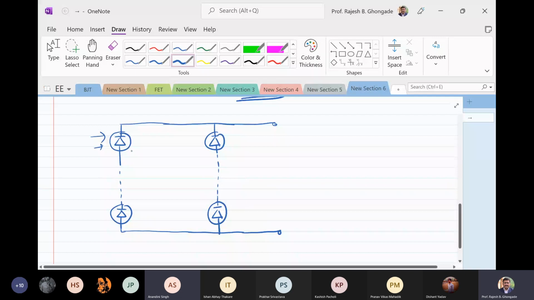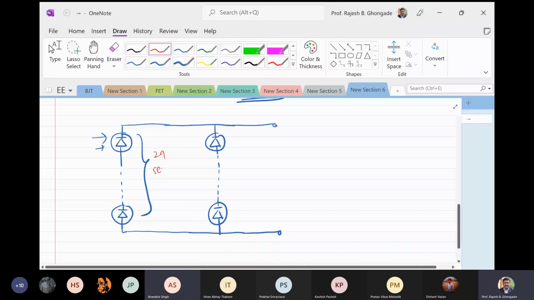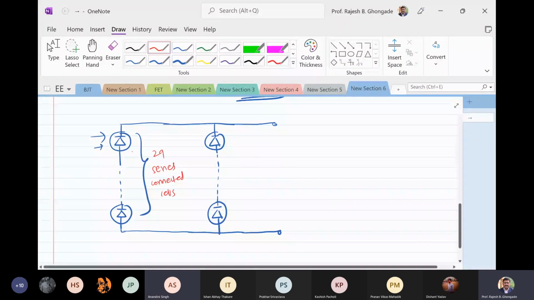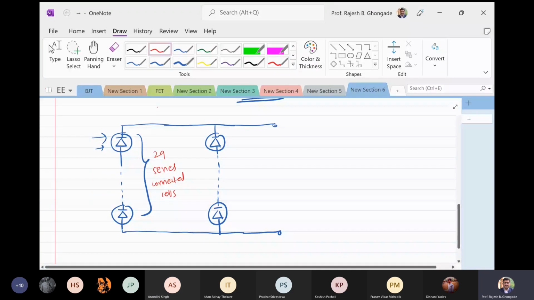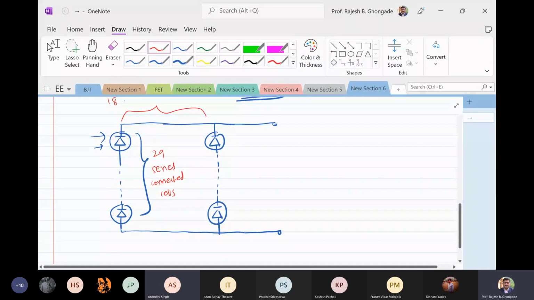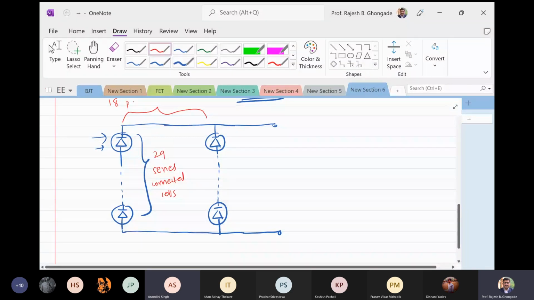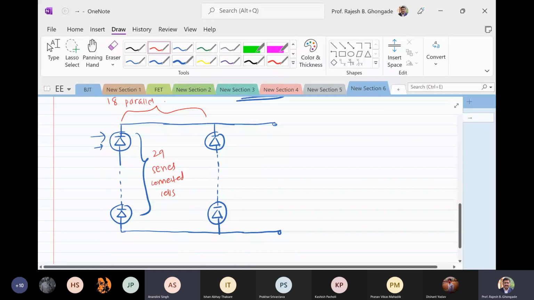So, for example, you can have 29 series connected cells in one column, and we can have 18 parallel groups. This gives about 13 volts. So I can generate about 13 volts from it.